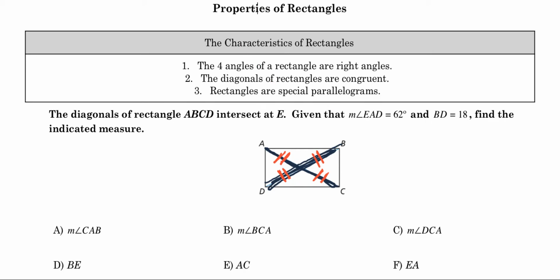So those are the two main properties, 1 and 2. The angles are 90-degree angles. But then the last one is that rectangles are special parallelograms. That's going to be an important component for us.